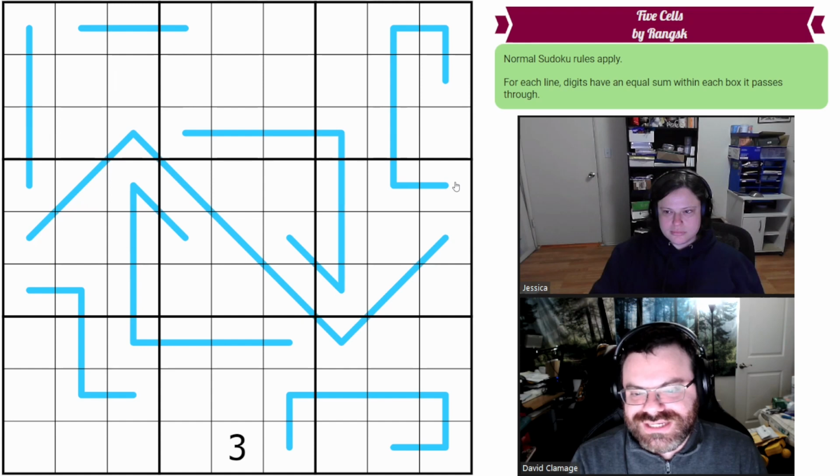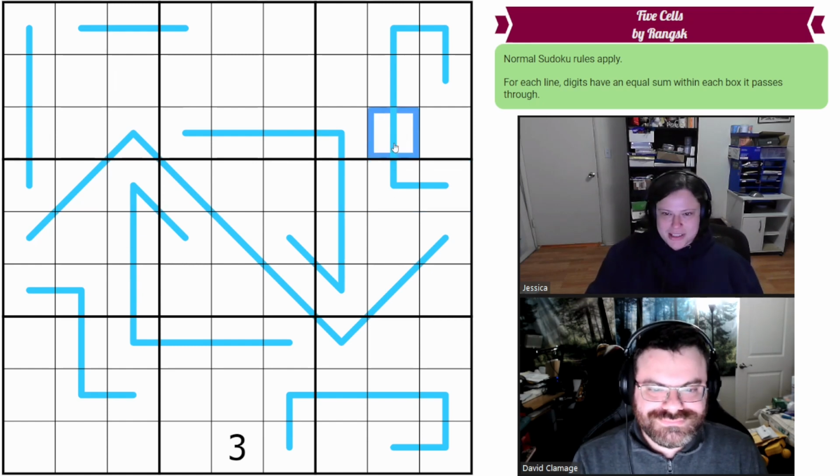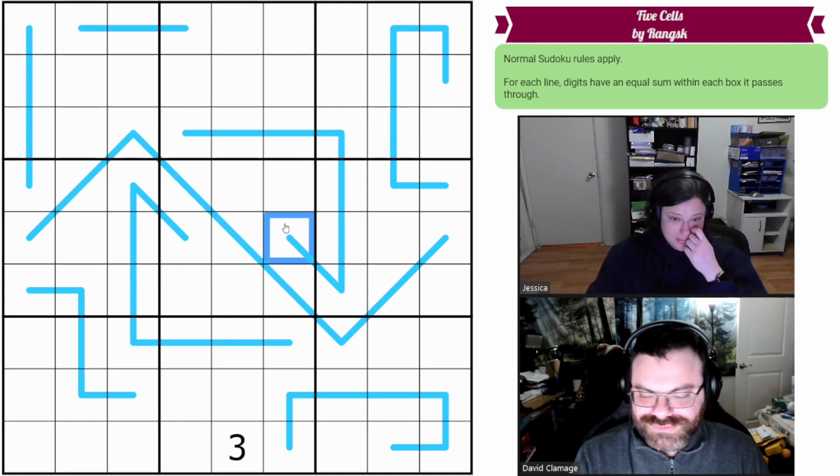So, Jessica, do you want to give an example? Just pick a line. Sure. So, like these, these two cells will have the same sum as these five cells, for example. Or these three will have the same as this one, and then these three, and then this one. Perfect. All right. Well, you can get started whenever you want.